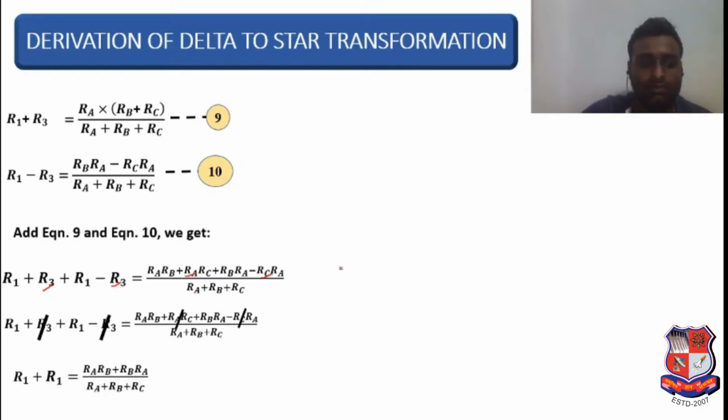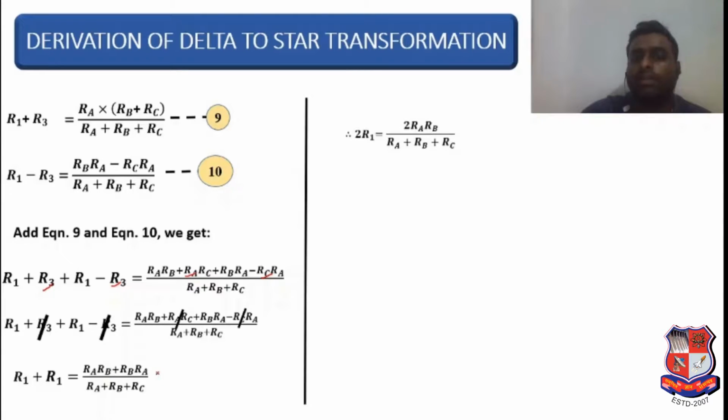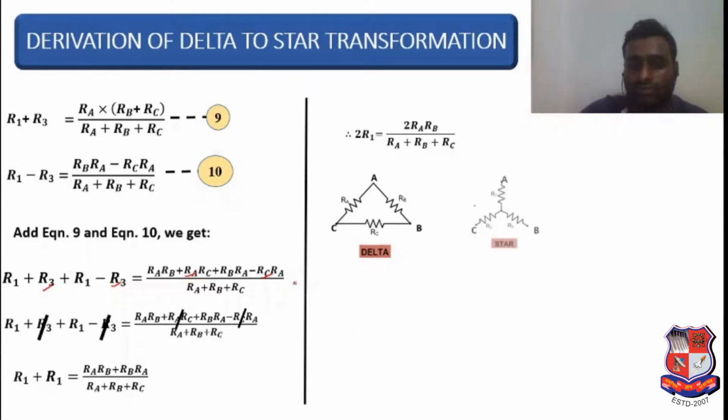So you will be left with R1 plus R1, that will be equal to 2 times RA into RB. So 2 times R1 will be equal to 2 times RA into RB divided by the sum of all the resistances. So over here we have converted the delta circuit to the star circuit.